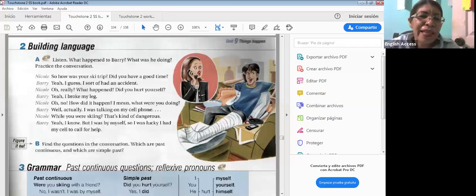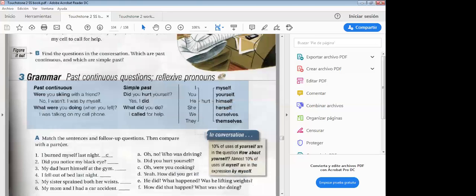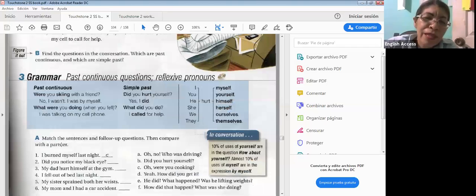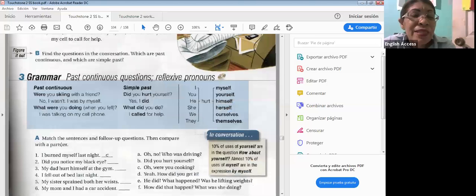Okay. Now, let's move to the grammar chart. Pay attention to the grammar chart. It says past continuous questions, and we have reflexive pronouns. So here in the chart, we have questions in past continuous and in simple past. Okay, so let's repeat after me, please. Were you skiing with a friend?